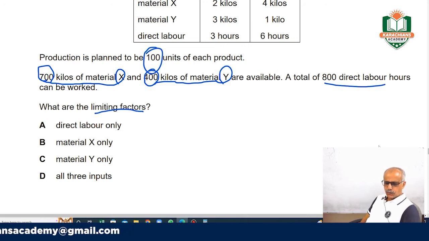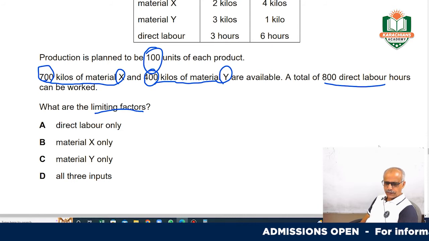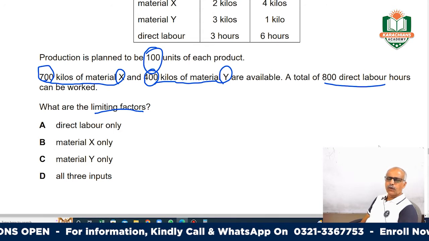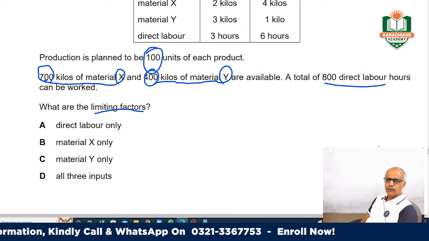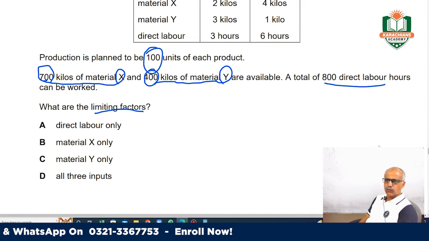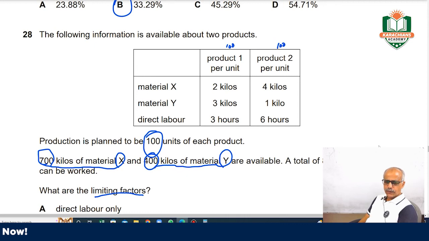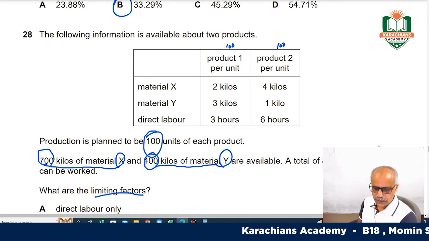Now, what is required? What is the limiting factor? Either it is material X, material Y, or labor. Out of these three, which one is the limiting factor? No issue, we can simply do a calculation.